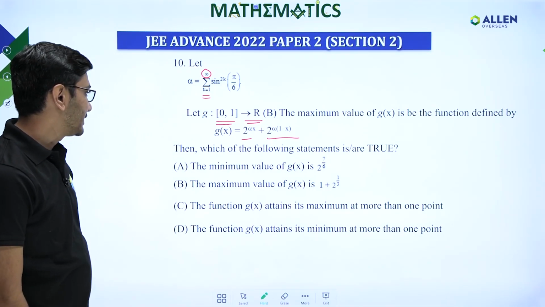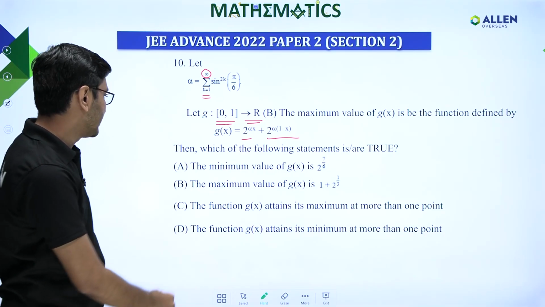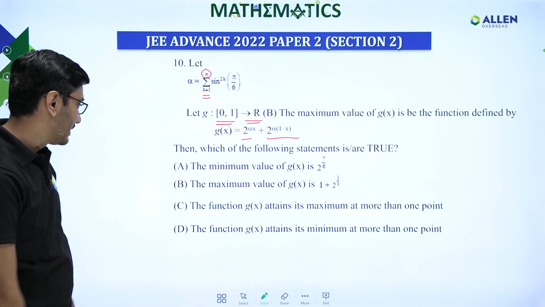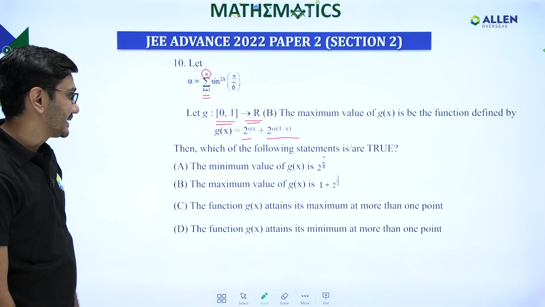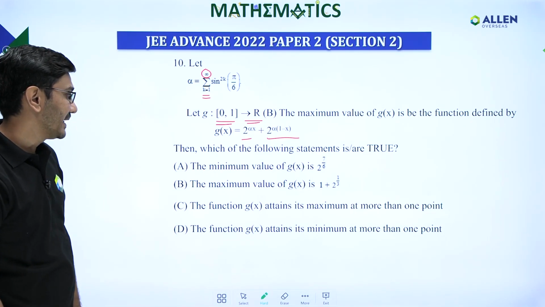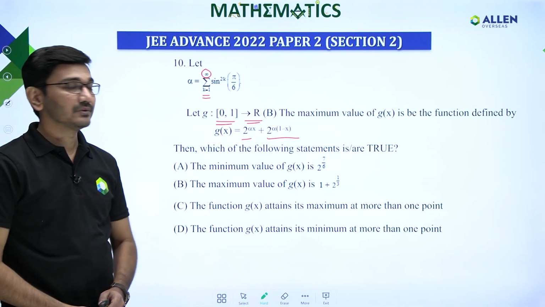Option A says the minimum value of g of x is 2 raised to 7 by 6. Option B is the maximum value of g of x is 1 plus 2 raised to 1 by 3. Option C is the function g of x attains its maximum at more than 1 point. Option D says the function g of x attains its minimum at more than 1 point. So let us see how to solve this.